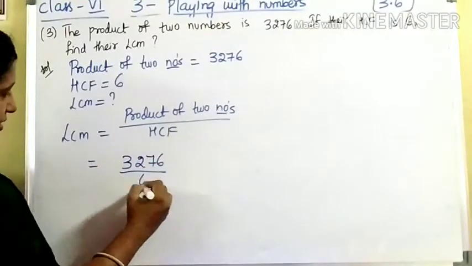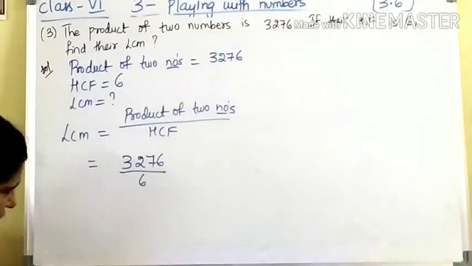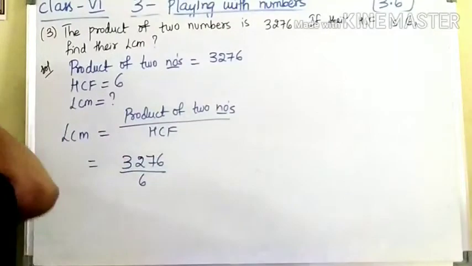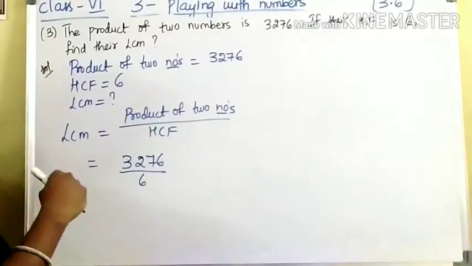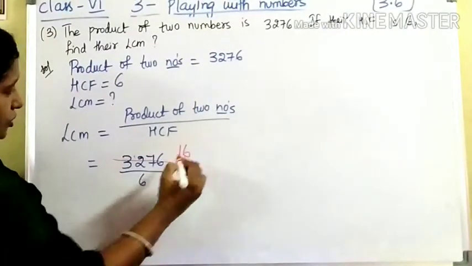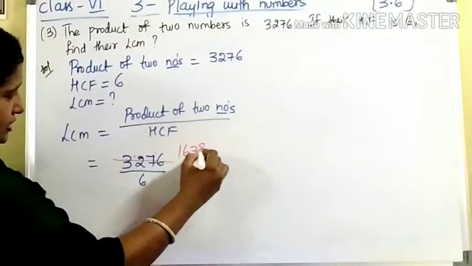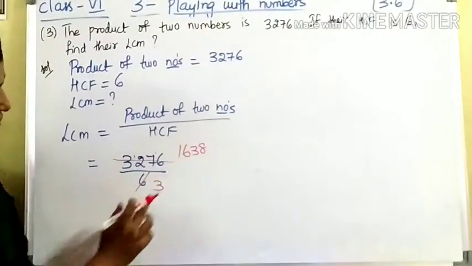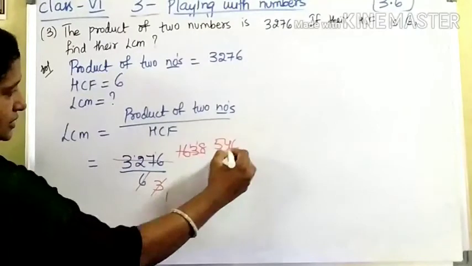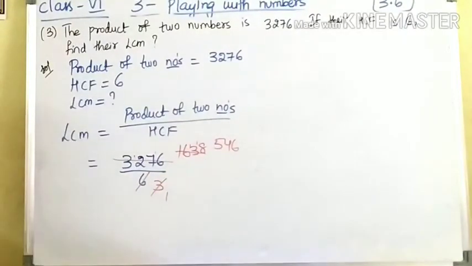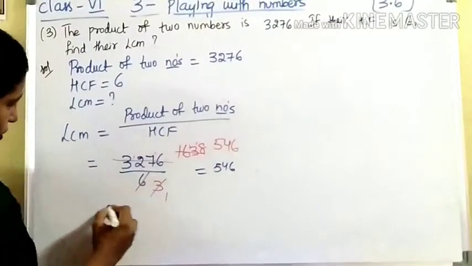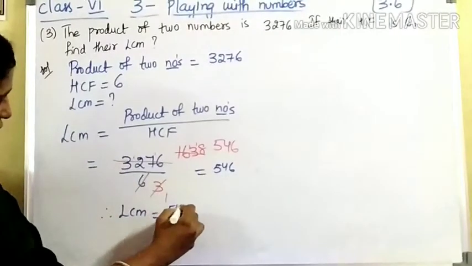So the product of two numbers is 3276 by 6. If you go for cancellation, you can cancel directly with 6, because the last digit is even, so it is divisible by 2, and when you add the digits you find it is divisible by 3. Therefore you can do directly with 6, or you can do with the 2 table first. 2 ones are 2, 2 sixes are 12... and here it is divisible by 3. So 3 fives are 15, 3 fours are 12, 3 sixes are 18. So you got the answer as 546. So therefore, what is the LCM, children? 546 is the LCM.